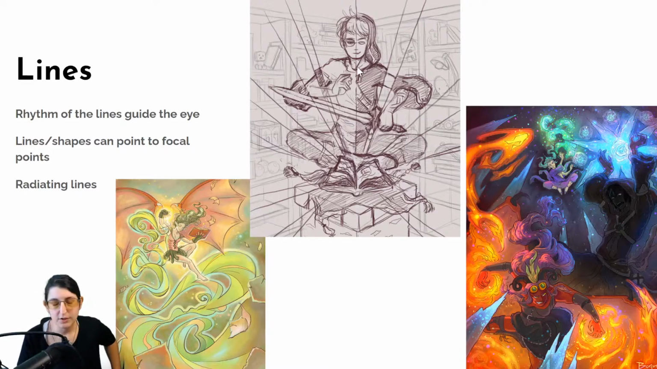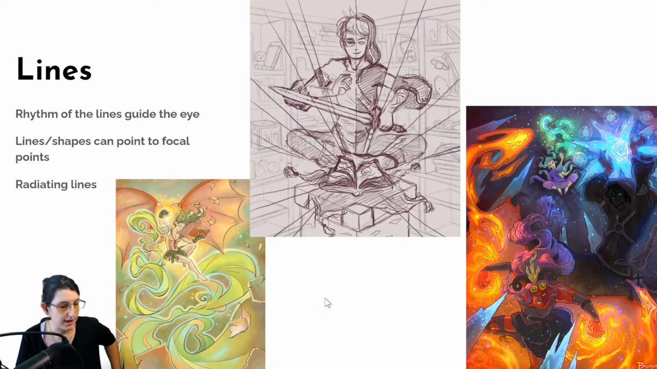Another thing is you can use rhythmic lines. In this piece, we've got a really rhythmic set of lines in the lower left. We've got really rhythmic lines that are guiding the eye to this focal point where the hand is casting magic. And that guides the eye through the art piece, up and around, going in circles. Basically, your eye goes through this piece.